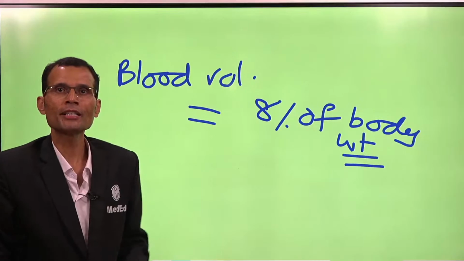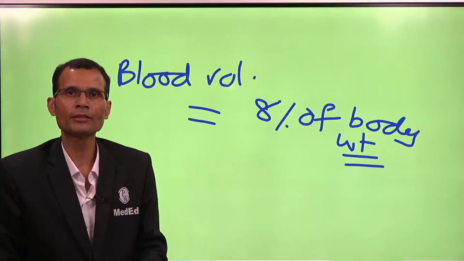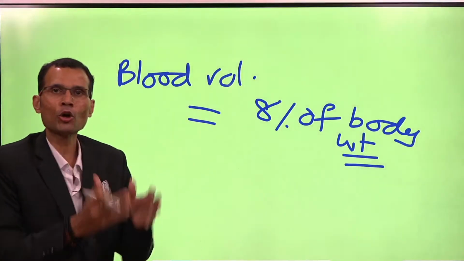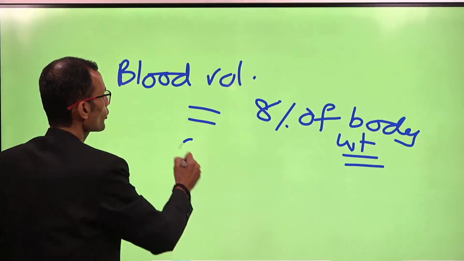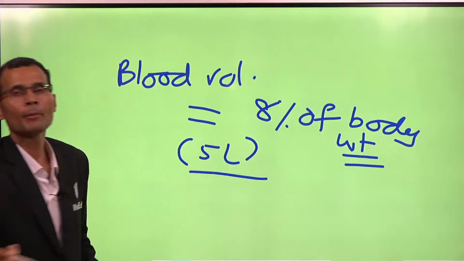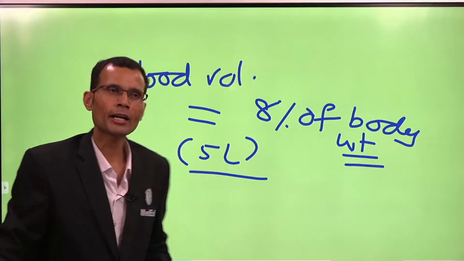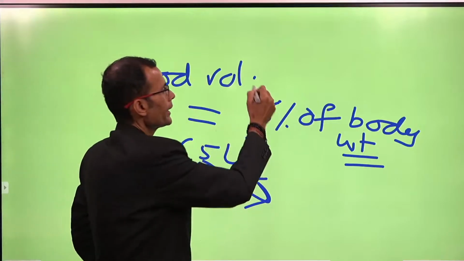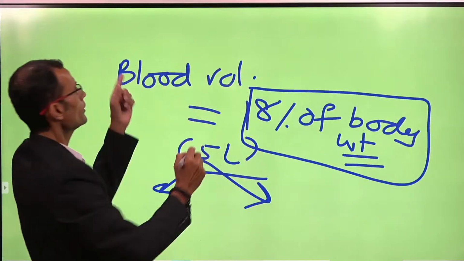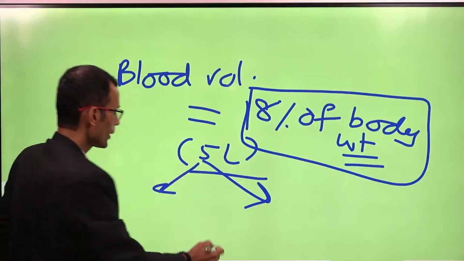Okay, so in a 70 kg healthy adult, 8% of the 70 will be the blood volume, and roughly therefore it is 5 liters. हमारी बॉडी में 5 liters blood होता है. And then 8% of the body weight is the blood volume in our body.